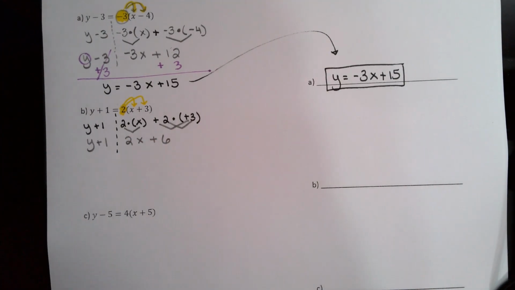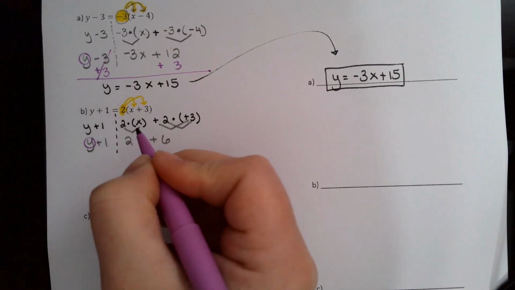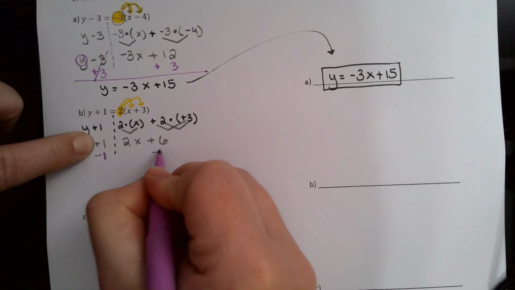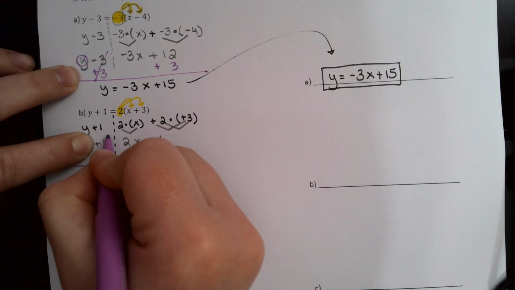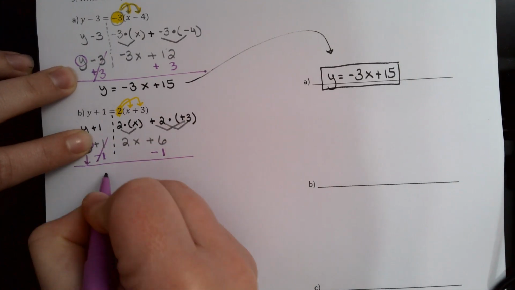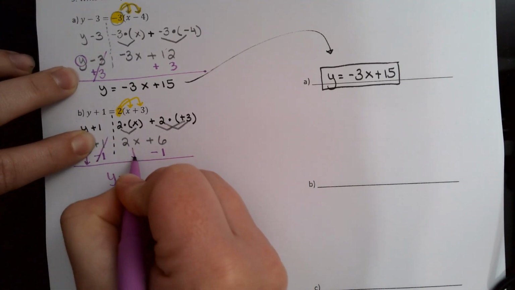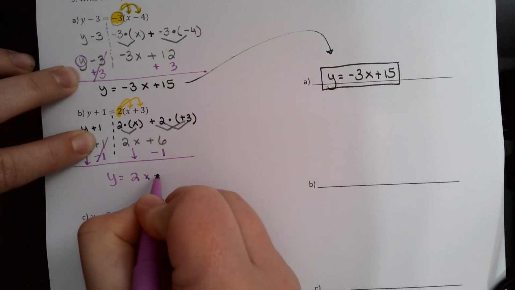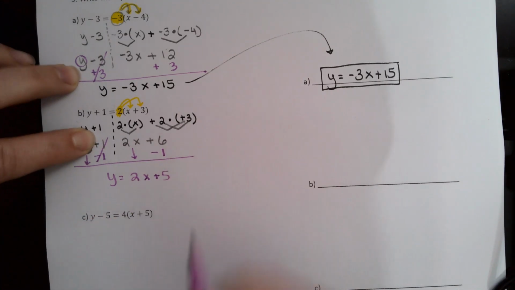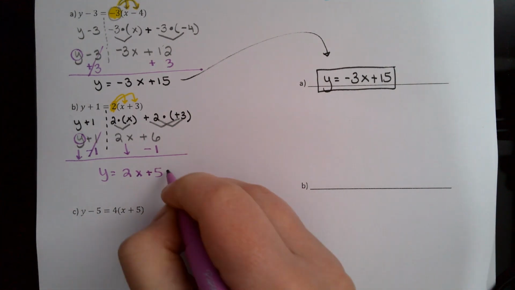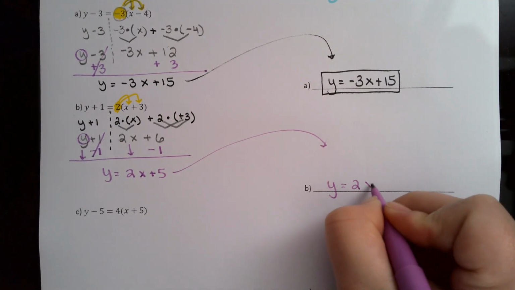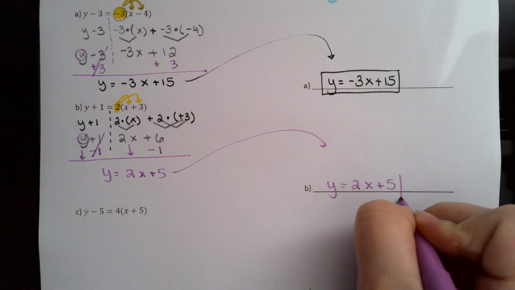We want to solve for y, so y gets a circle. Take your finger, cover y. We're going to remove 1 by subtracting 1 on both sides. Y is then equal to, bring down 2x. 6 take away 1 is positive 5. It's not negative, it's positive. And that is going to be your answer here. Y is equal to 2x plus 5.